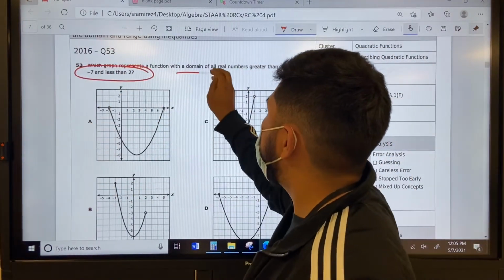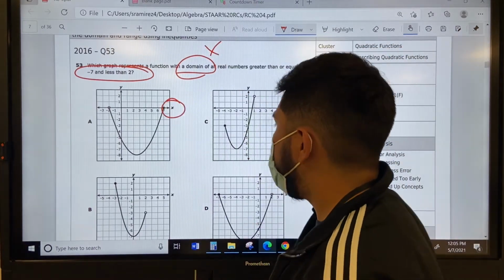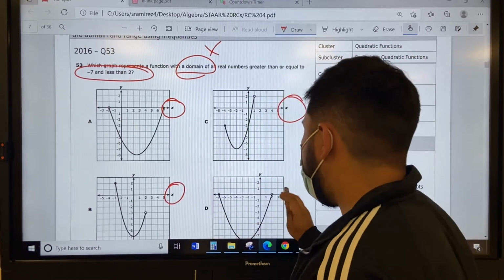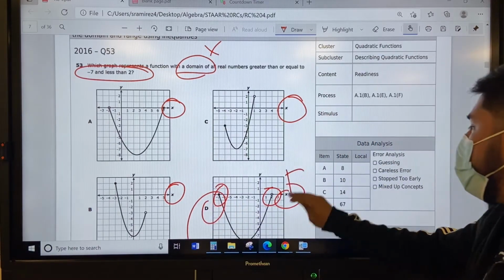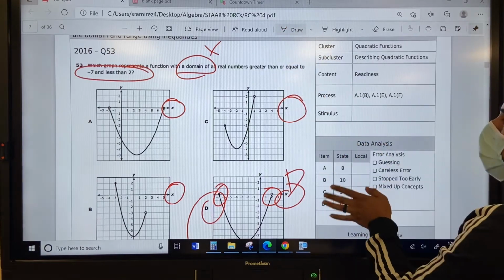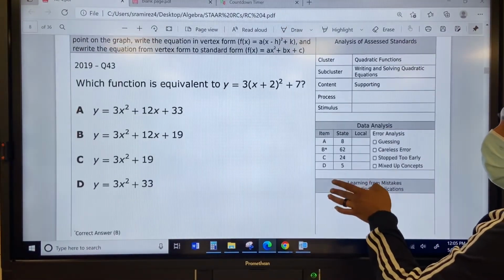-7 and 2 with domain. That's X. Go to my X. Which one has -7? This one, boom. D. That one's pretty straightforward, just because if you're interested.